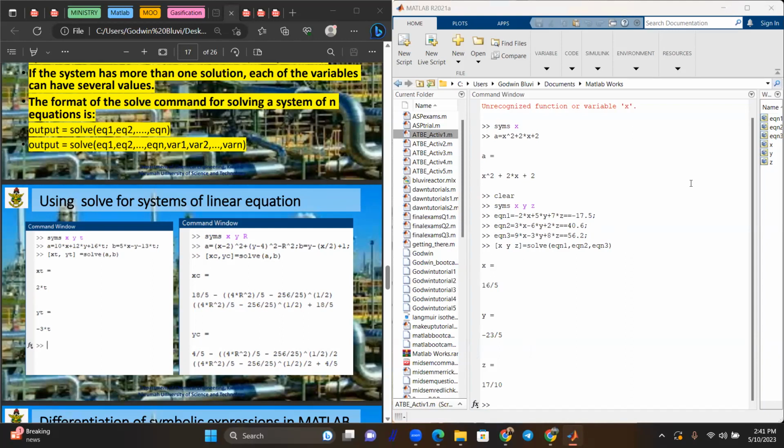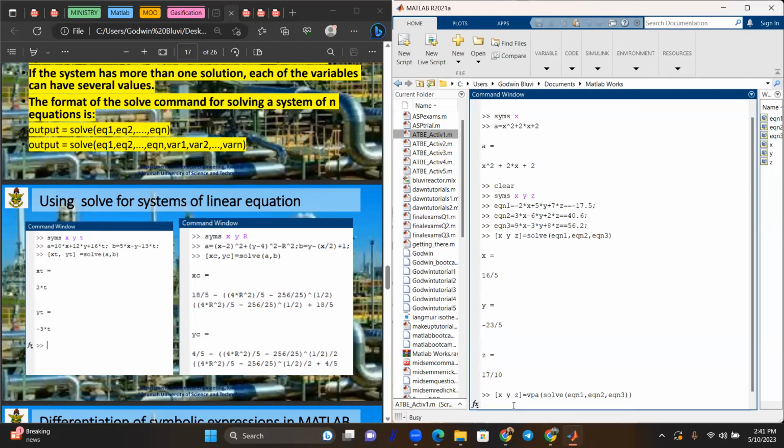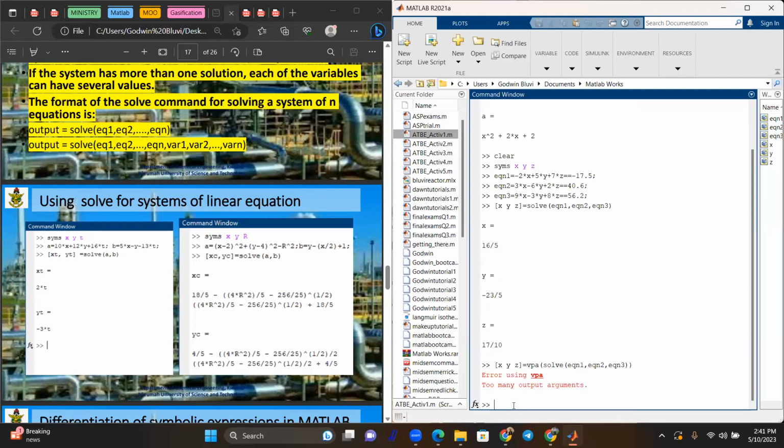So let me redo this. X, Y, Z is equal to VPA, open bracket, solve, open bracket, equation 1, equation 2, equation 3. Too many input arguments.